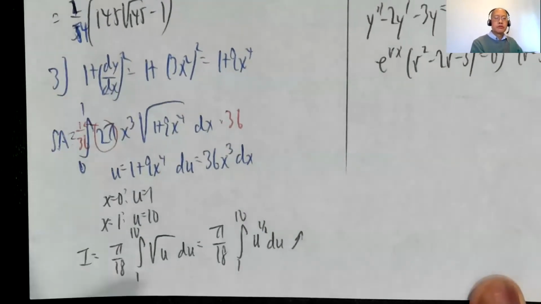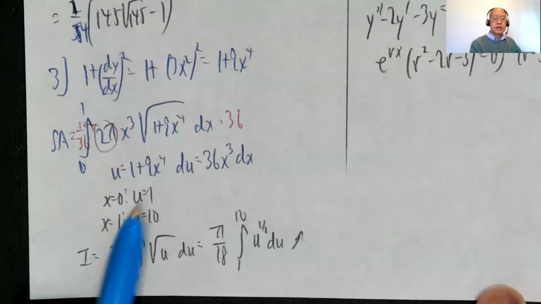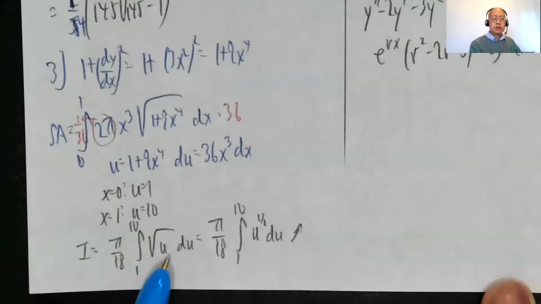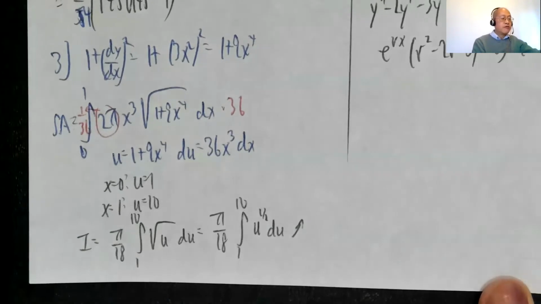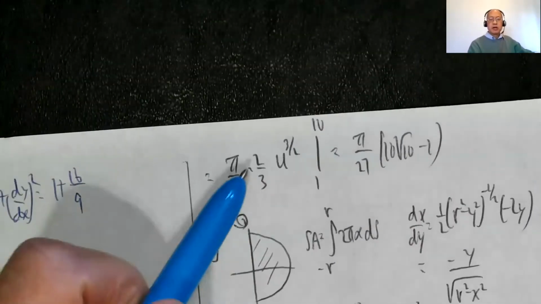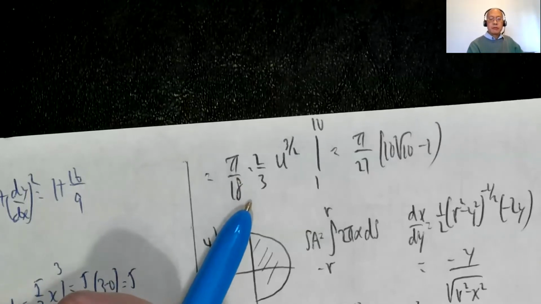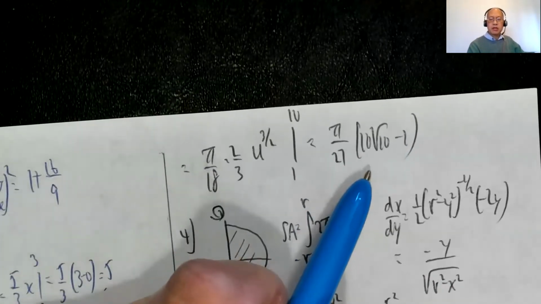When x is 0, u is 1. When x is 1, u is 10. So pi over 18, integral from 1 to 10 of radical u du. Pi over 18, integrating u to the 1/2, which is pi over 18, u to the 3/2 times 2/3. And that comes out to be pi over 27, 10 radical 10 minus 1.